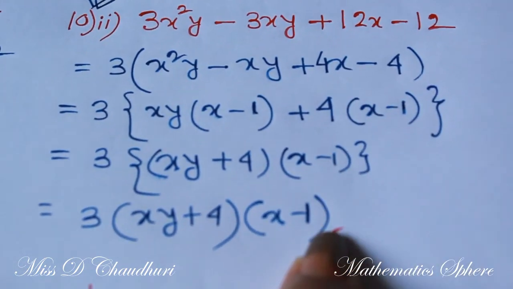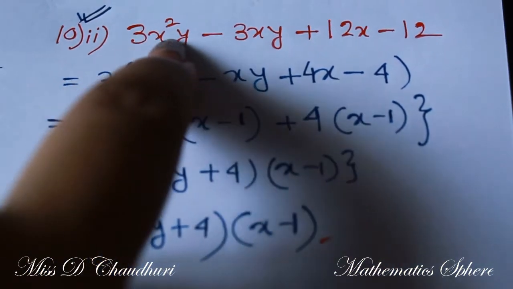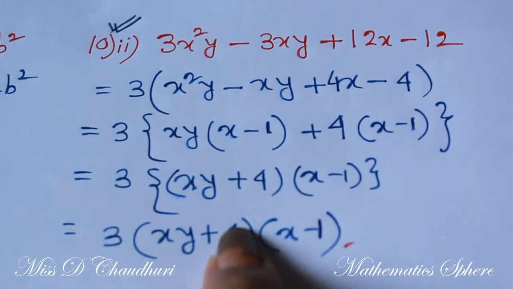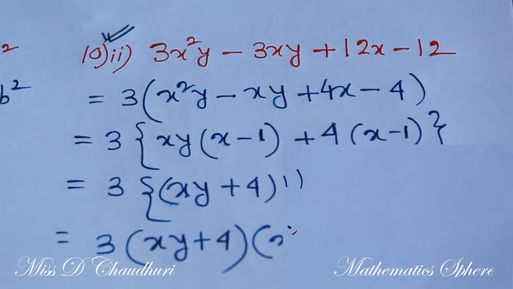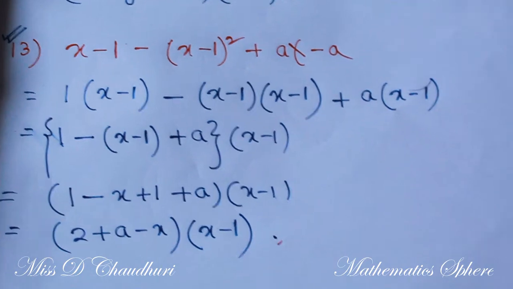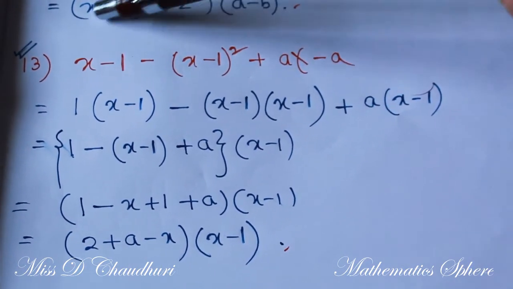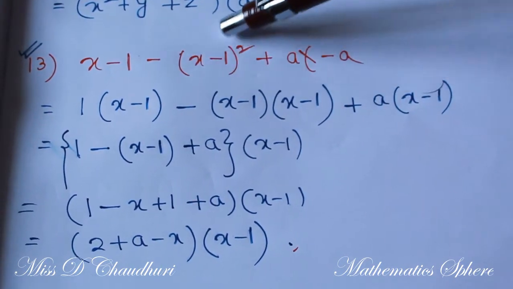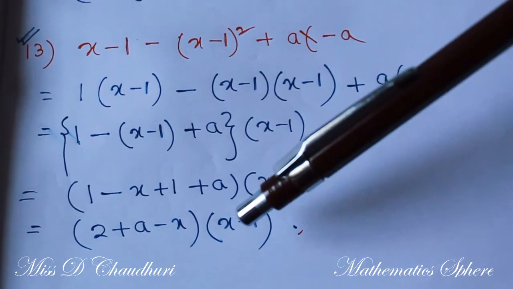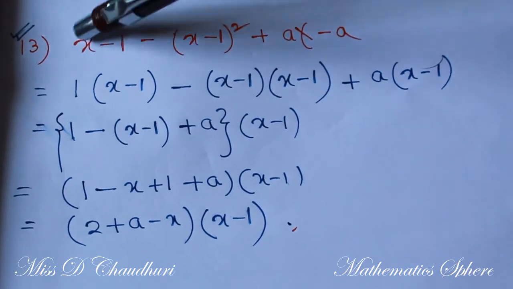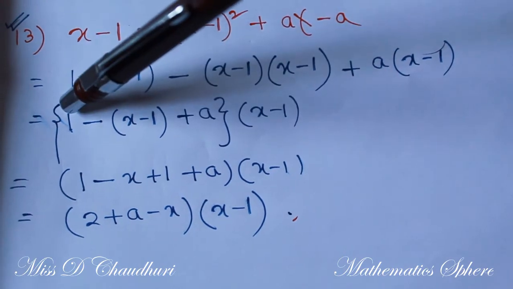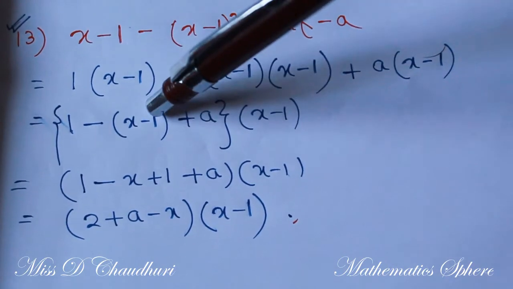So one change was only there, that you will have to take this 3 common at first, then you proceed in the same way as you do in the other sums. See, this sum is very important because here 6 terms are given, and you cannot cancel any of them. So here: x minus 1 minus (x minus 1) whole square plus ax minus a. We will take 2 at a time. From here we cannot take anything in common, but to keep the thing proper, we will take 1 common and x minus 1 will go inside the bracket.